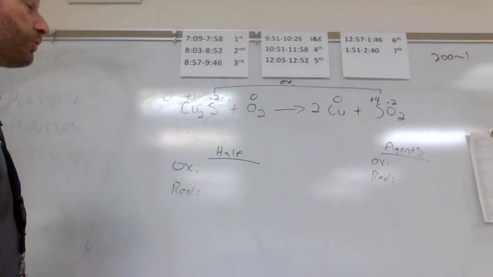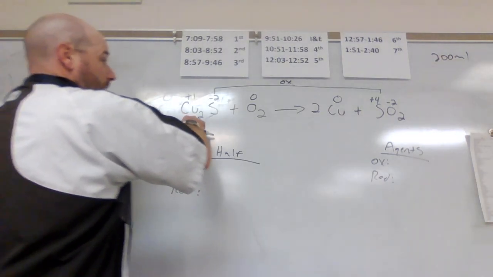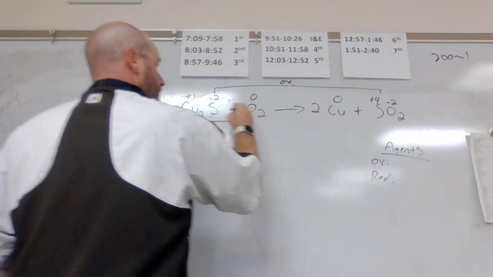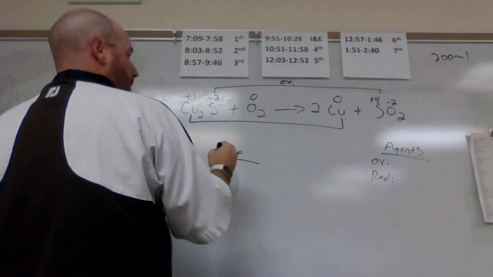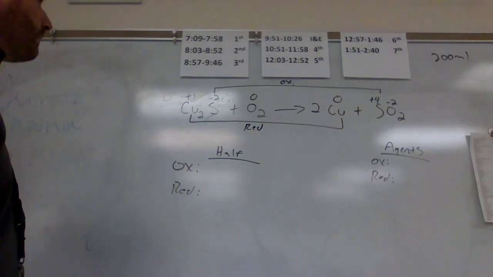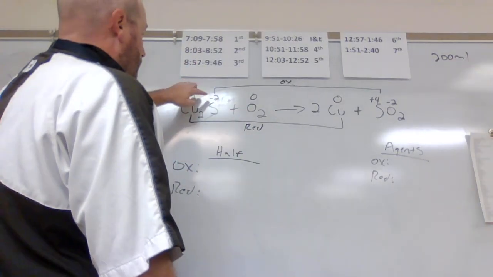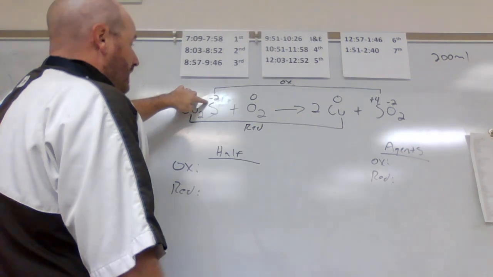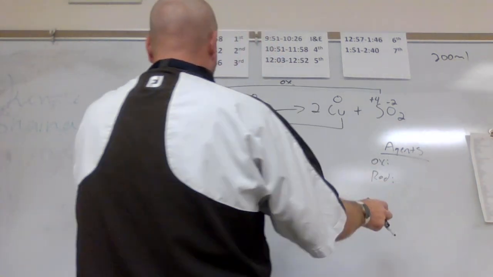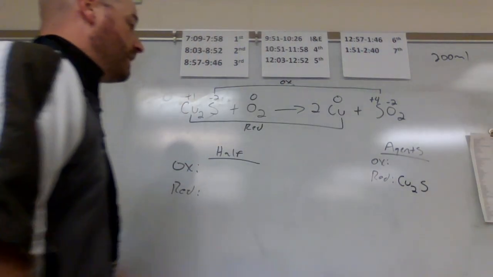So we have multiples. Let's go ahead and knock it out. Let's start over here with copper, +1 to a 0. All right, reduced. Also, let's go ahead and throw our agents over there. I'm getting ahead of myself. So our sulfur right here is being oxidized, so of course for our agents, that's going to be our reducing agent. We're putting the whole thing, so Cu2S is our reducing agent.